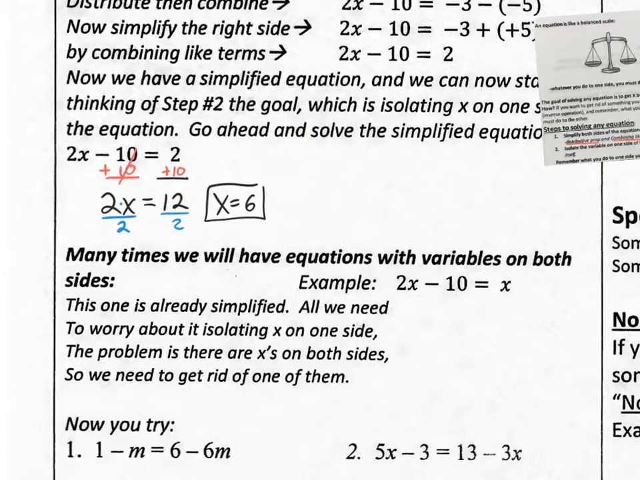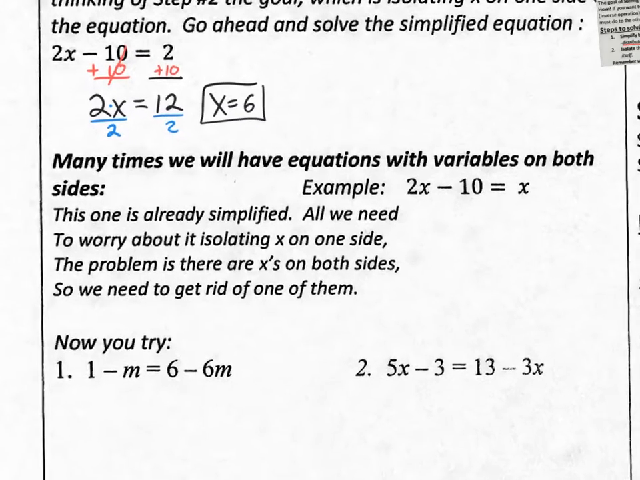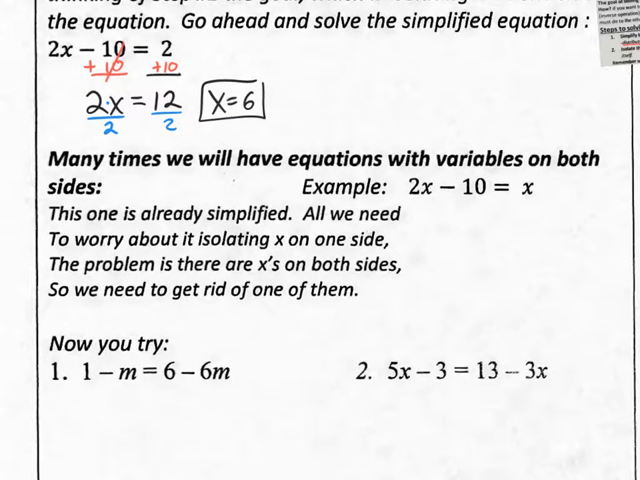Now, if we read along with our notes right here, it says many times we'll have equations with variables on both sides. So it's exactly what I was talking about on the previous example, where you have x not only on the left side of the equal sign, but you also have x on the right side. So this one's already simplified. There's no more distributive property on the left side. If you look at the left side, there's no distributive property, there's no combining like terms, it is simplified. If you look at the right side, it's just the letter x. There's no distributive property, there's no combining like terms, it is simplified. So this is a simplified equation.